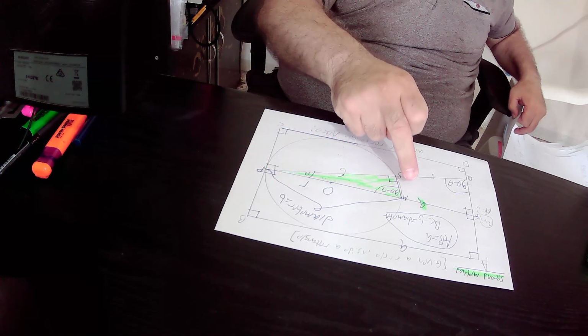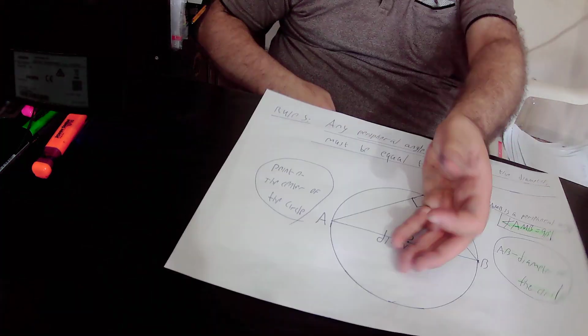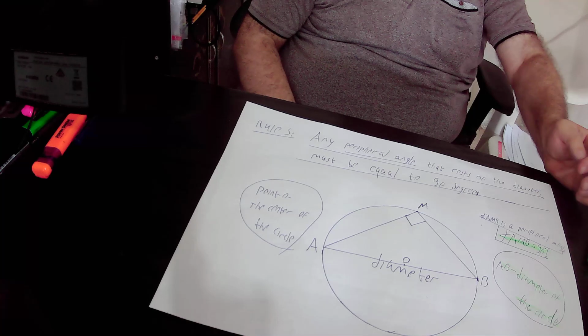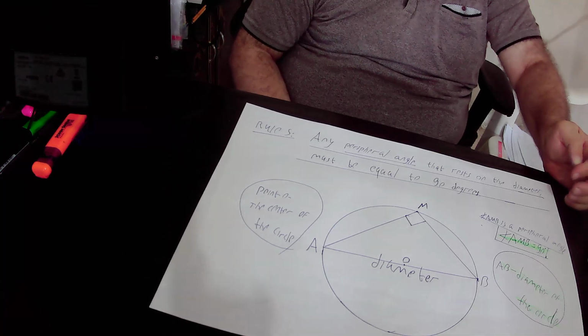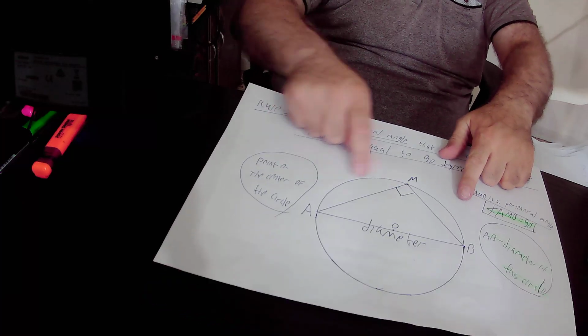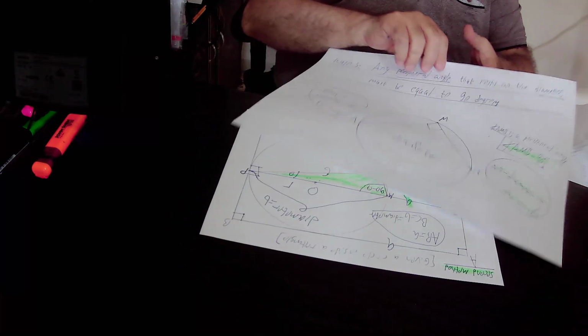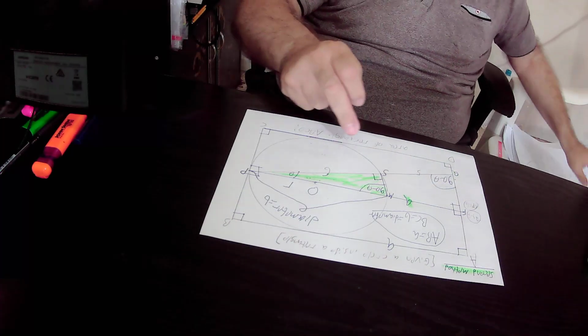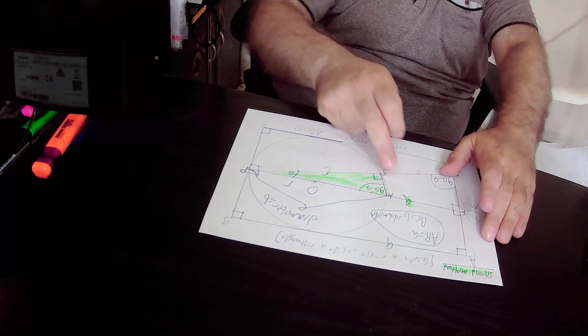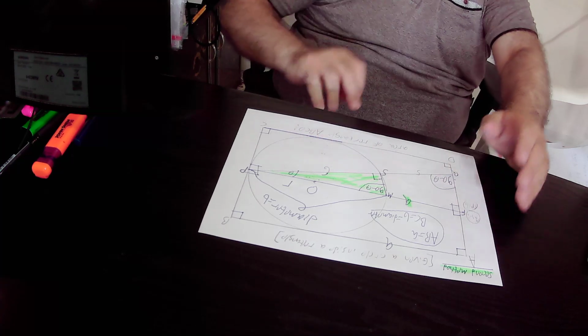And peripheral angle MSP rests on MP, that is the diameter of the circle, and we have rule number 5, that any peripheral angle that rests on the diameter of the circle is equal to 90 degrees. Here, peripheral angle AMP rests on AB, that is the diameter of the circle, therefore it is equal to 90 degrees. You can implement rule number 1 in our drawing. Peripheral angle MSP rests on the diameter of the circle, therefore it is equal to 90 degrees.